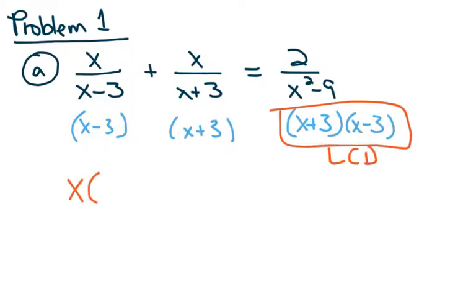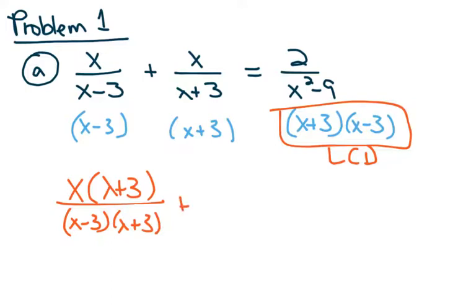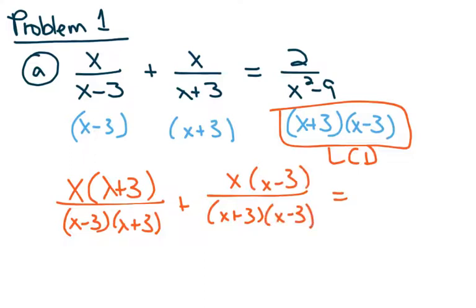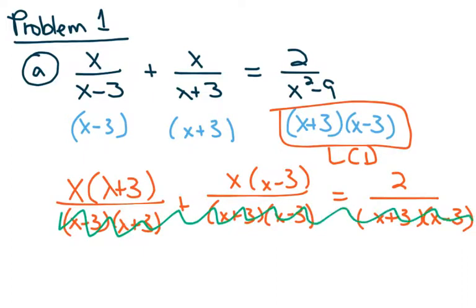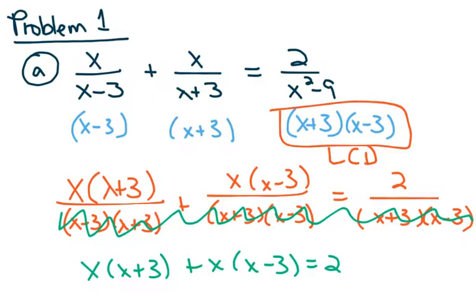So the first fraction needs an x plus 3. The second fraction has an x plus 3, but it needs an x minus 3. And the third fraction doesn't need either because it's already got the least common denominator. So what happens now is these denominators basically go away. So you're left with the algebraic equation x plus 3 plus x minus 3 equals 2. And we're going to solve that equation.